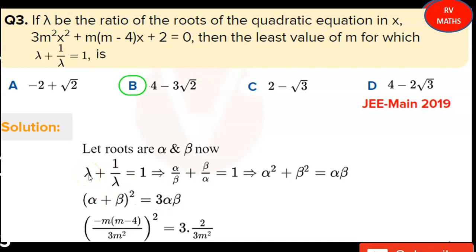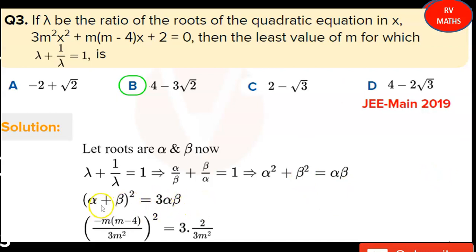Lambda is the ratio of the roots. That means lambda equal to alpha is to beta, or alpha by beta. Then 1 by lambda means it is beta by alpha. And when you take LCM, you will be getting alpha beta as the LCM. So in the numerator, you will get alpha square plus beta square. In the denominator, you will get alpha into beta. When you cross multiply, alpha beta into 1 is alpha beta. And you know the formula for alpha square plus beta square. It is nothing but alpha plus beta whole square minus 2 alpha beta. And when you take minus 2 alpha beta to the other side, it will become plus 3 alpha beta.